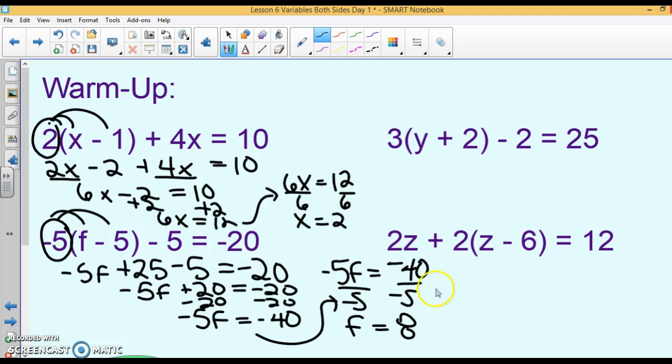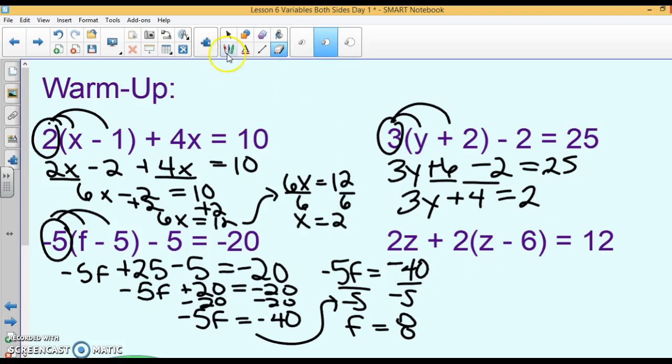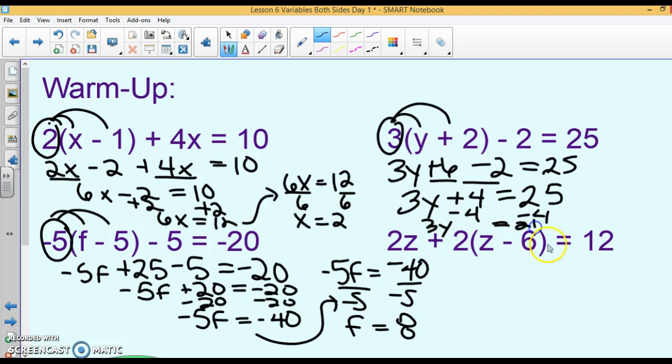All right, now, this one over here. I have 3. Distribute that inside. I have 3y plus 6 minus 2 equals 25. I can combine these. I'll have 3y plus 4 equals 25. I can subtract 4 from both sides, and I will have 3y equals 21. I can divide by 3, and I will get y equals 7.